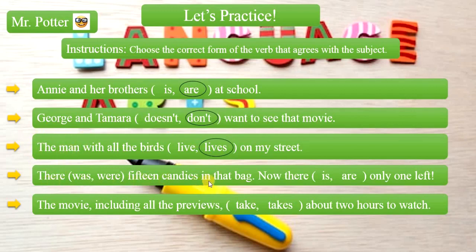There are 15 candies in that bag. In this sentence, what are we going to use? Are. Why? Because we are talking about candies, which is plural. Now, in the second sentence, now there only one left. What are we going to use? Is. Because we are talking about only one. And in the last sentence, the movie, including all the previews, about 2 hours to watch. What is the correct verb that we are going to use? Takes. Why? Because we are talking about the movie. Very good.